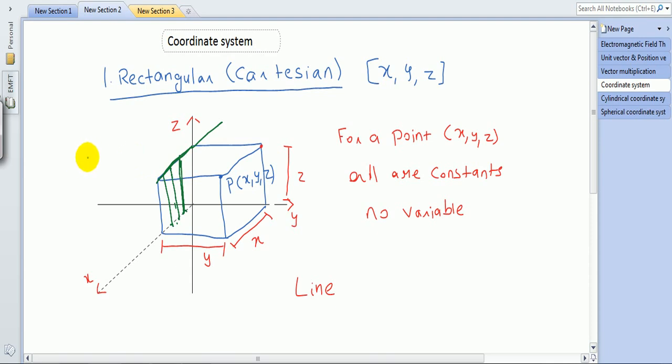That is, for a line there are two parameters which are constant. Like in the given example, my constants were y and z, and one variable. So if I want to locate a line, then I have to specify two constants and one variable from the given three parameters.